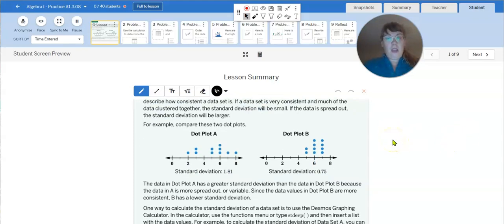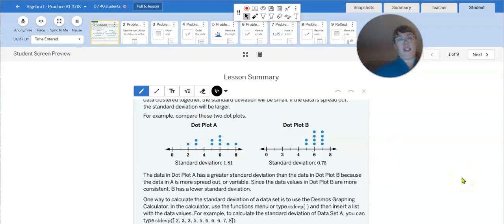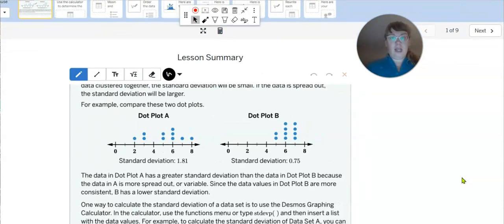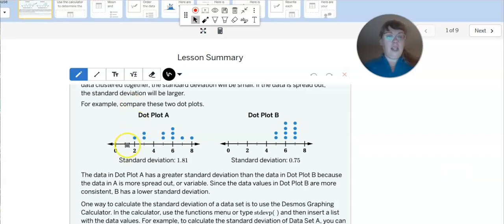So for these two dot plots, we can see dot plot A has a bigger standard deviation. And that makes sense, right? Because we can see that these dots are more spread out. They're going all the way from 2 to 8. Versus in dot plot B, they're just going from 5 to 7. They're much closer. That window is smaller.